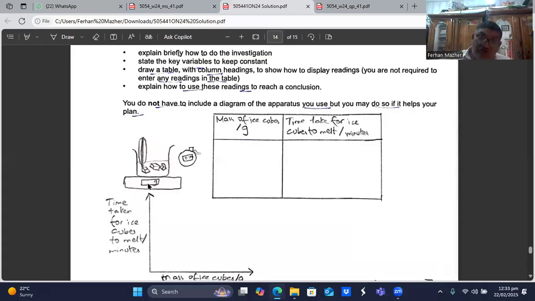Okay, so we are going to use a stopwatch to note down how much time is taken. When we have placed the ice cubes inside, we will start the stopwatch and note down how much time is taken for those ice cubes to be completely melted.